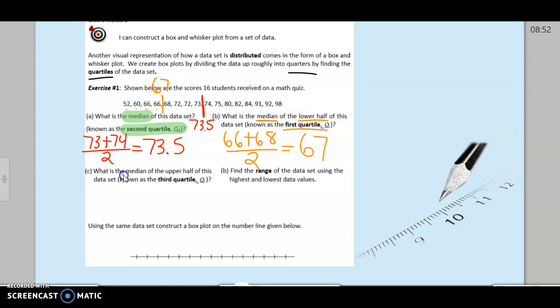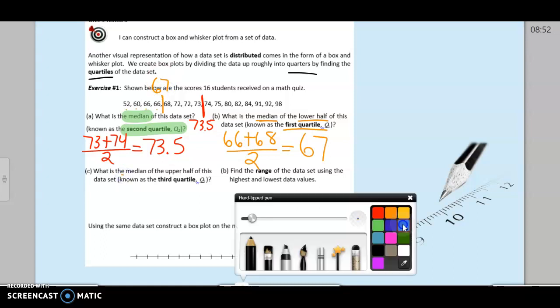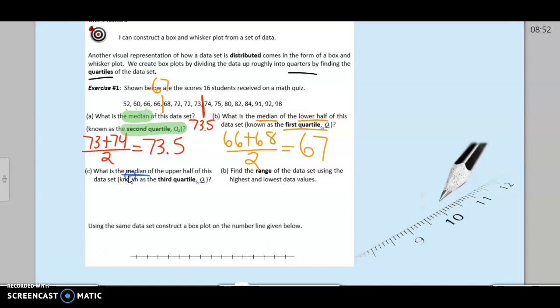Now we got to do it another time. We're going to find the middle. Let me go with another color. The median, that is, of the upper half, or the third quartile. Again, we split this up into 8 and 8. So the middle of the upper half is going to be 4 numbers in. 1, 2, 3, 4. So again, right here. And hopefully you know that that is going to be in between 82 and 84.